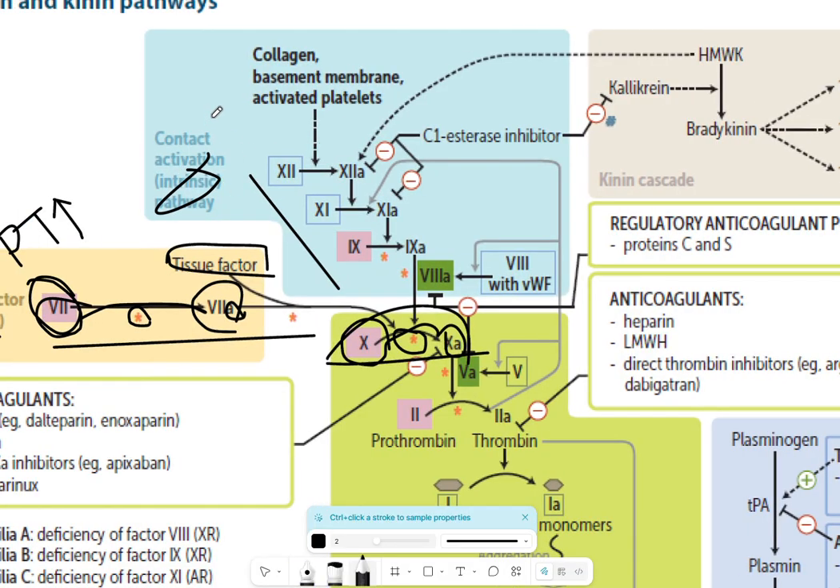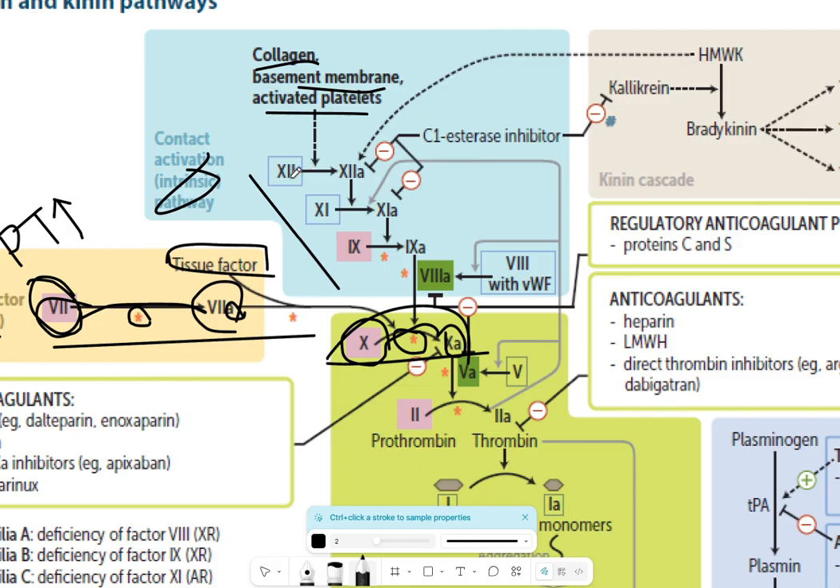So intrinsic pathway, how is it different? The intrinsic pathway starts with some collagen, basement membrane, and activated platelets, right? So this is the intrinsic pathway. It starts with the contact activation, right? So there's contact activation and there's collagen, basement membrane, activated platelets. This is when the blood touches the collagen. That's why we call it the contact pathway.